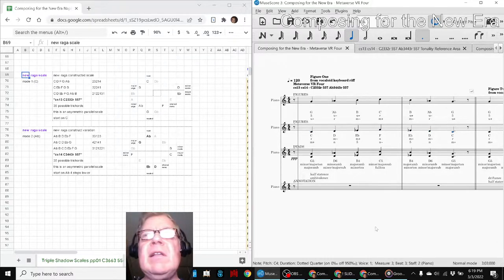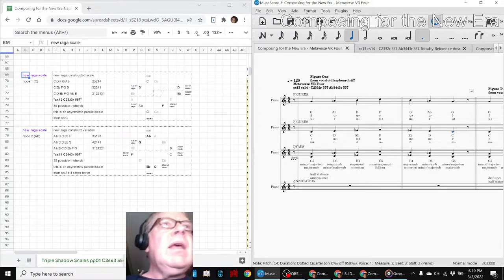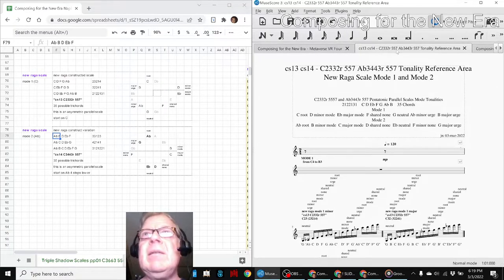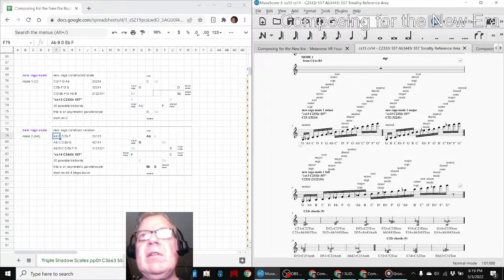And basically there are seven notes in the scale, and we decided to see, could we deconstruct it? We call it the raga scale. It's our second approach to a raga scale. And we thought, could we look at it as the same seven notes starting on a C, starting on an A flat, and we deconstructed it into parallel pentatonic scales. So this is what mode one sounds like, which is starting on C.